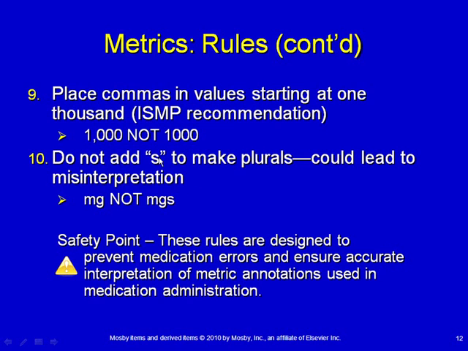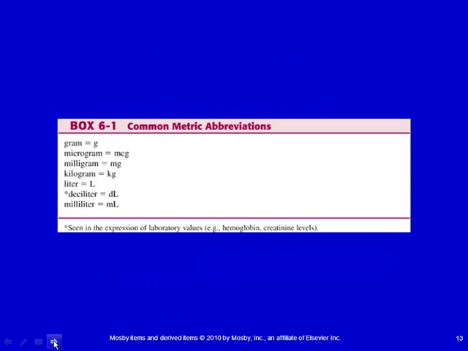Do not add s to make plural. That can lead to misrepresentations as 5 or other. It could come out as a microgram or be confused with legibility. So we write mg without s. These are designed to prevent medication errors. They are written because errors had occurred because of the confusion, and they are there to help keep you having a safe, happy practice in your clinical area.